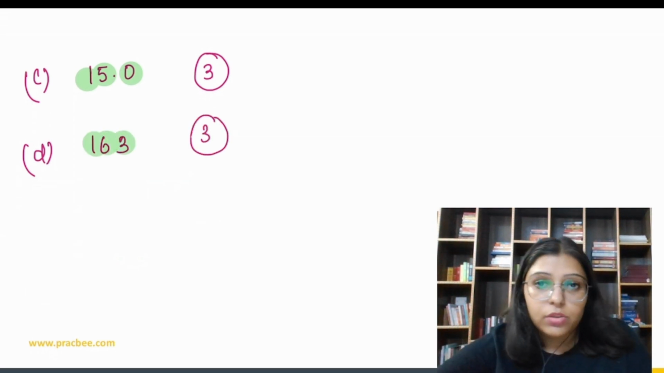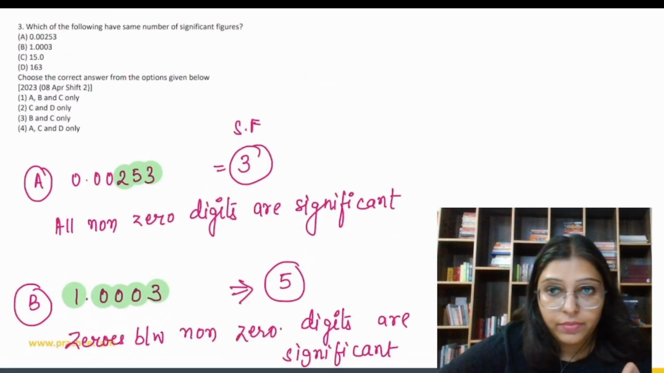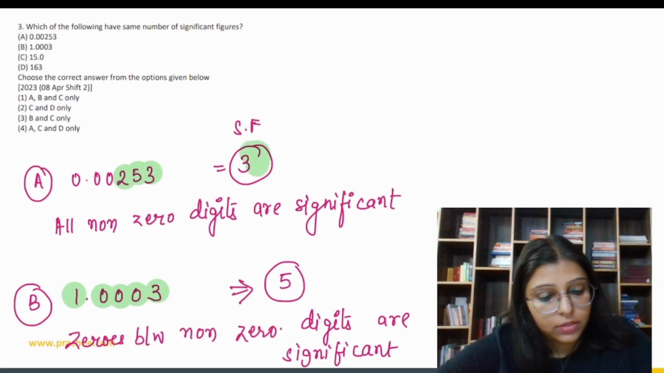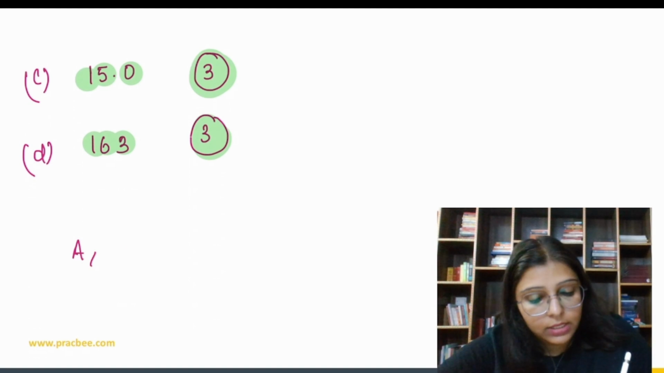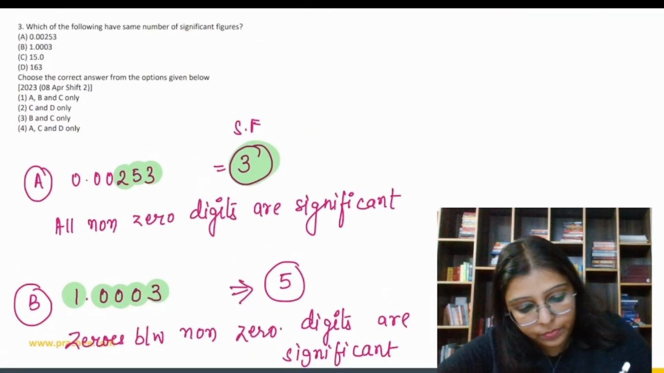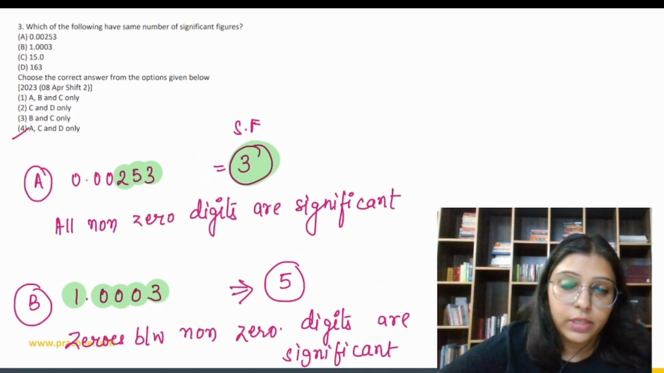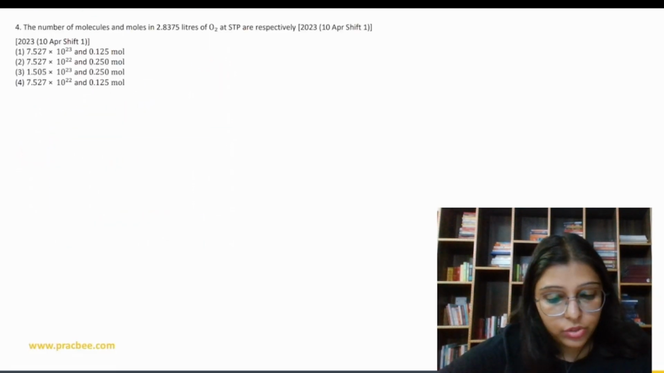The question says which of the following have the same number of significant figures. So the same number of significant figures: this is A, C and D. So the answer is A, C and D, which is option number 4. Clear? Okay. Now let's do the next question.